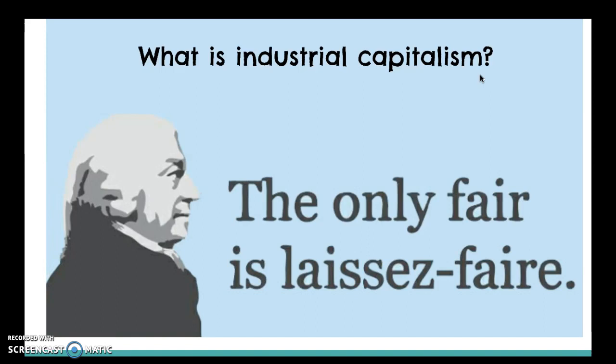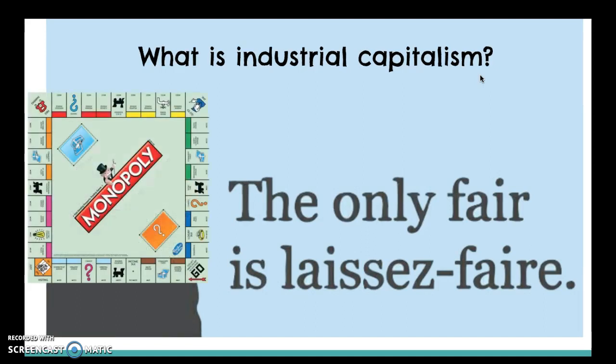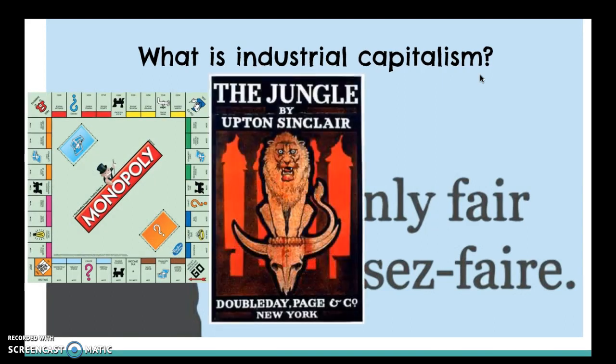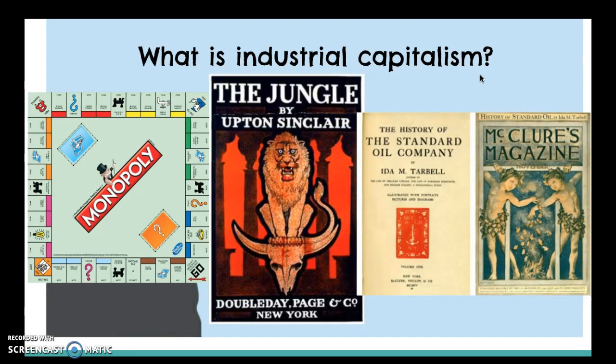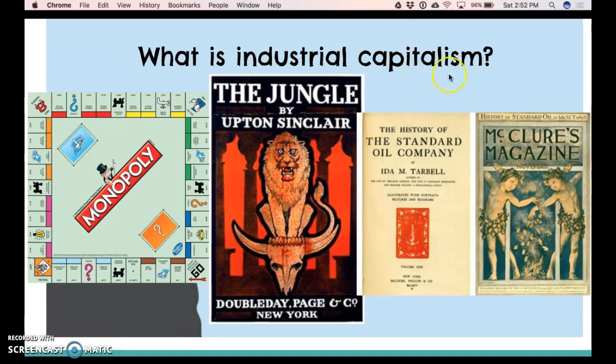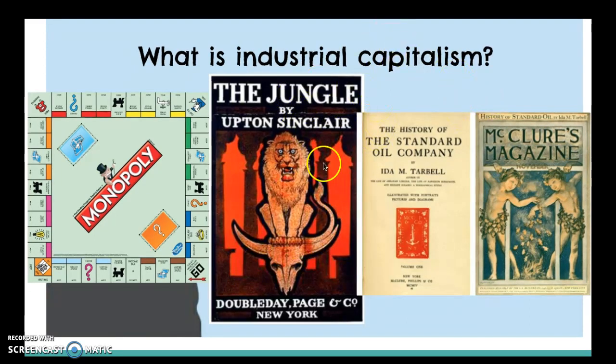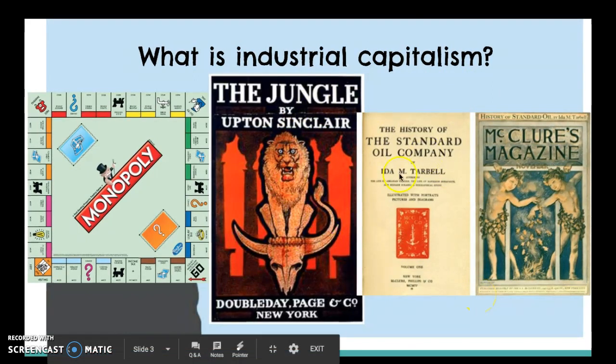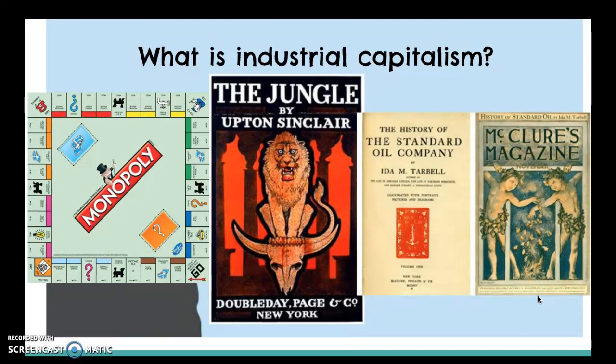And our progressives saw the negative aspects of industrial capitalism and laissez faire economics and the things that came out of industrial capitalism, such as monopolies, poor working conditions, high prices and low wages, and products that were made cheaply and not with great quality. Remember, our muckrakers like Upton Sinclair and Ida Tarbell worked to expose the negative aspects of this system.